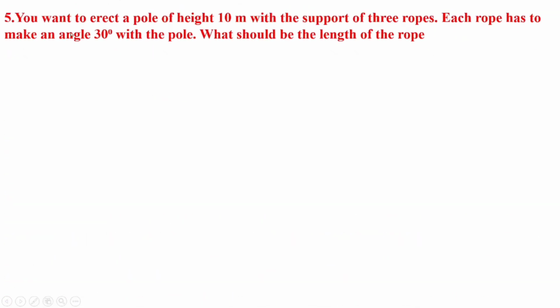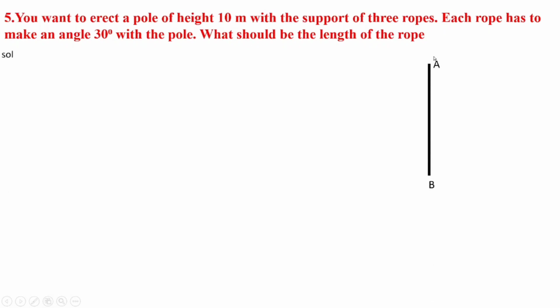Okay, now let's take the fifth question. You want to erect a pole of height 10 meter with the support of 3 ropes. Each rope has to make an angle of 30 degrees with the pole. What should be the length of the rope? Okay, now we have to erect a pole of height 10 meter.